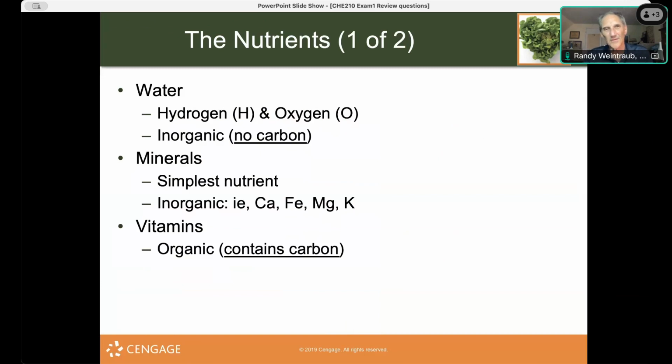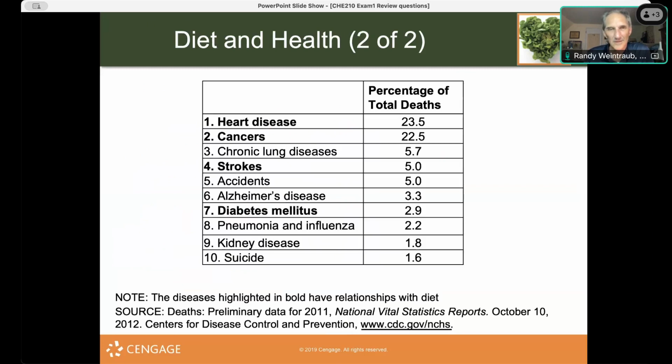The nutrients. In the first chapter, we differentiate between what's organic, that is containing carbon, and all the other nutrients. We have minerals and water, which do not have carbon. The vitamins are examples of organic, or containing carbon. Of course, our macronutrients are also organic, like protein, fat, and carbohydrate.